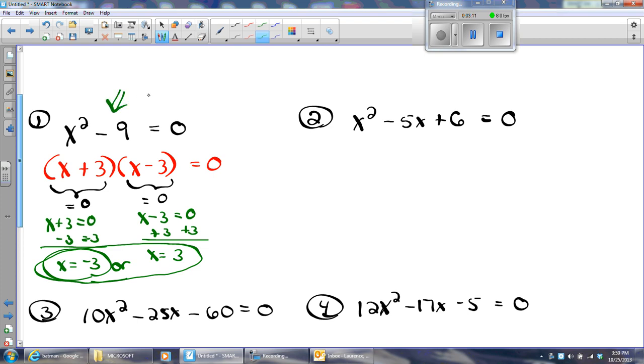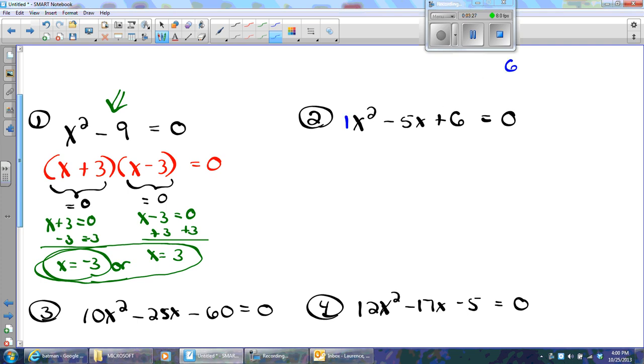Now, please don't think, oh, I just look and I know it's the opposite sign. That won't always be the case. We're going to do somewhere it is and somewhere it isn't. Okay, so let's go on to this one over here. I've got a trinomial. It's not one of my special patterns. I need 6 times 1, right? I need two factors of 6 that add to get negative 5. Well, looks like a negative 2 and a negative 3, right?